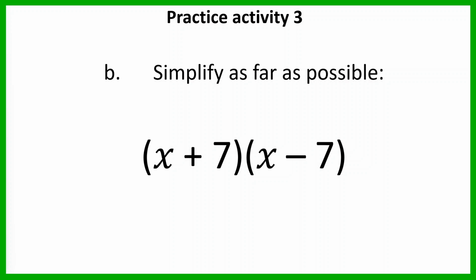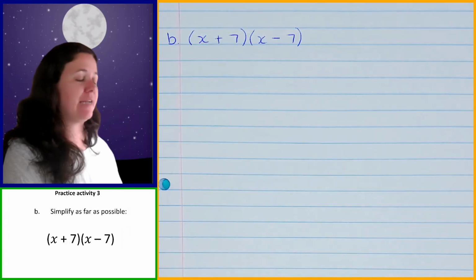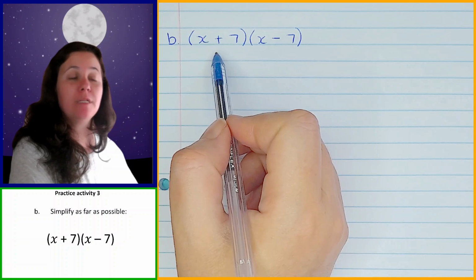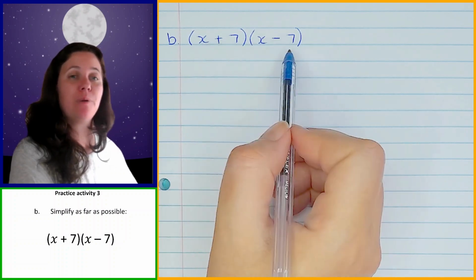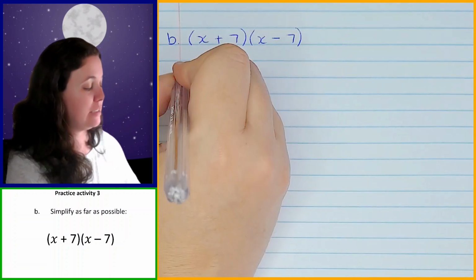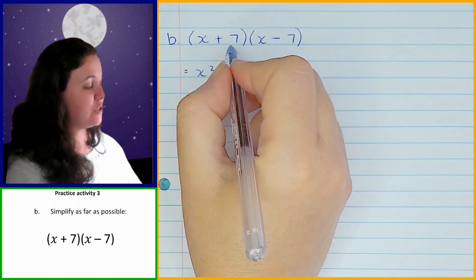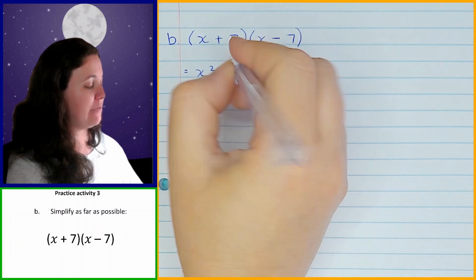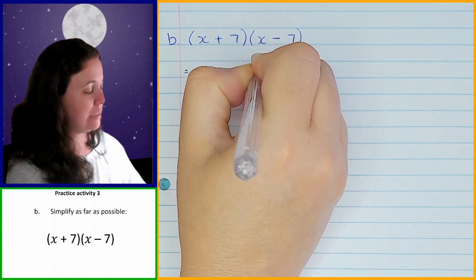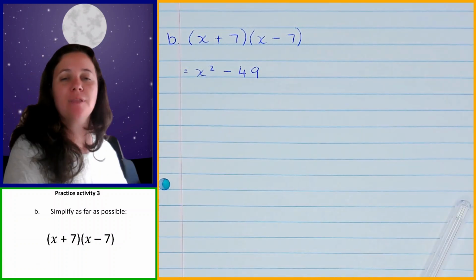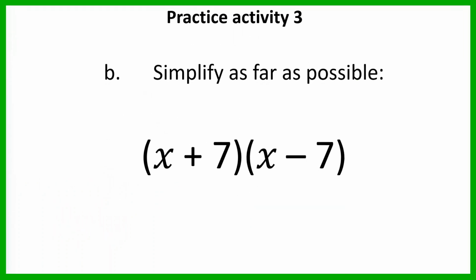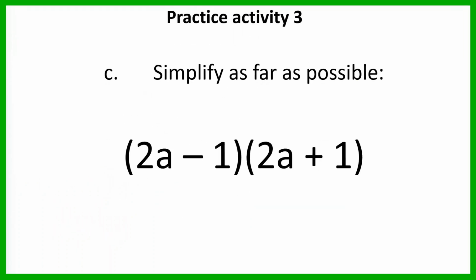Okay, so let's go through that question and see what you should have got. Right, so first, I look at the two binomials and I see they are the same except for the plus and minus, which means I can use my shortcut. So I can say x times x is x squared. And then I skip to saying 7 times negative 7 is minus 49. So that you should have got for question B. Right, let's go on to question C. We've got 2a minus 1 multiplied by 2a plus 1. I'll give you 30 seconds for this one as well.